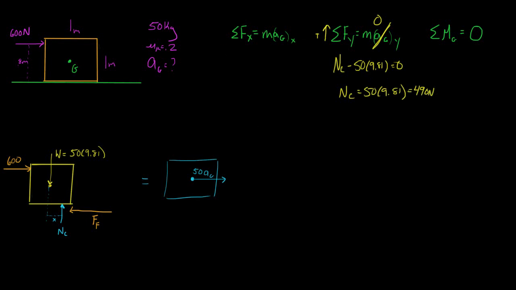Okay, if we look at the sum of the forces in the x direction, this is our positive direction, we're going to have 600 minus our frictional force, and our frictional force is going to be this mu times NC. We know what this coefficient of friction is. It's 0.2. And we just figured out the normal force is 490. So this is going to be 0.2 times 490, and it's going to be equal to a mass, which is 50, times the acceleration of G.